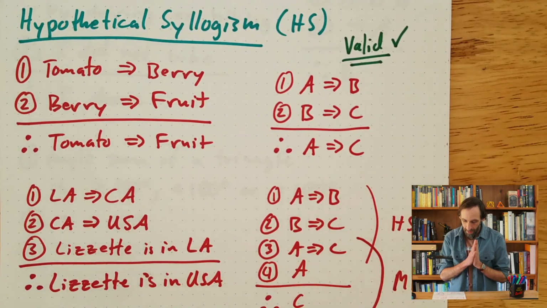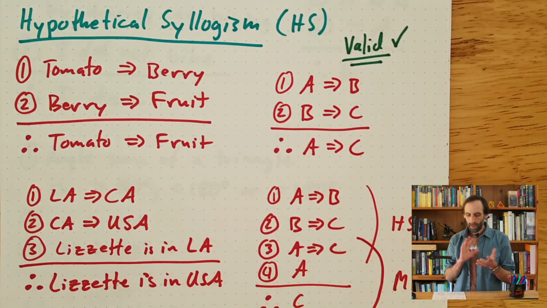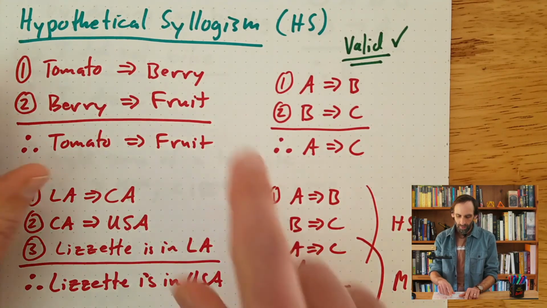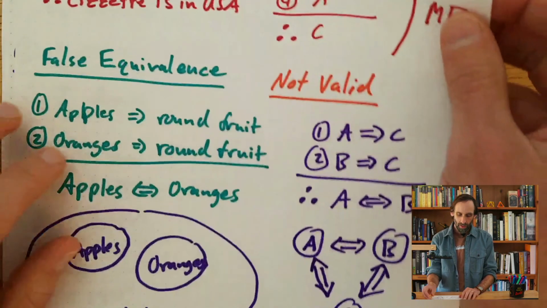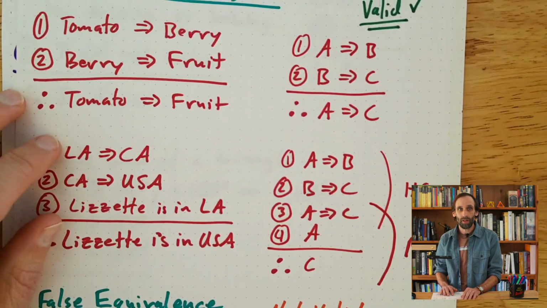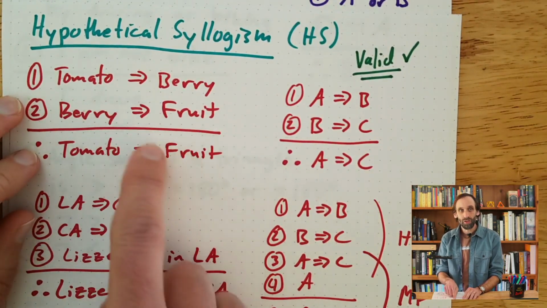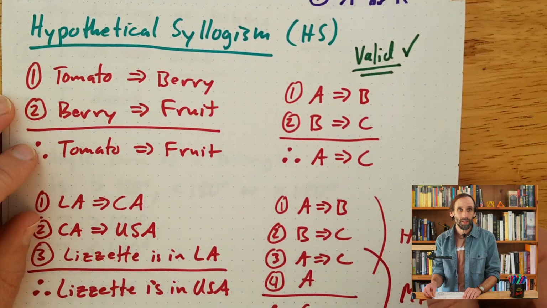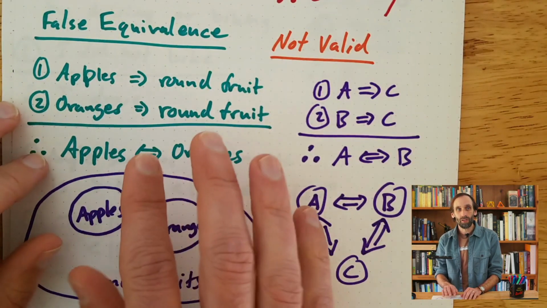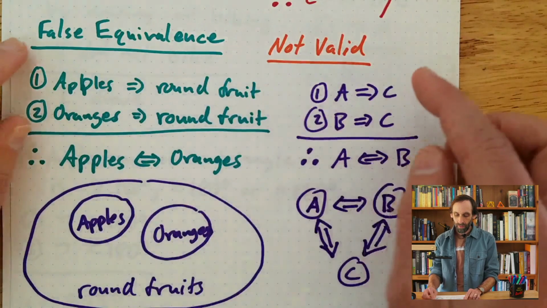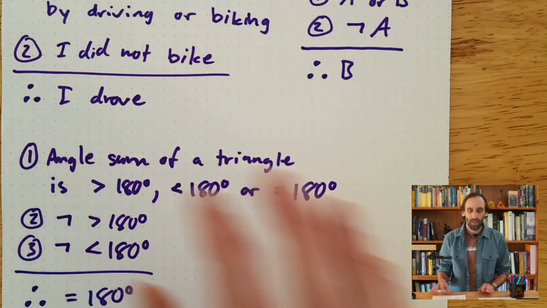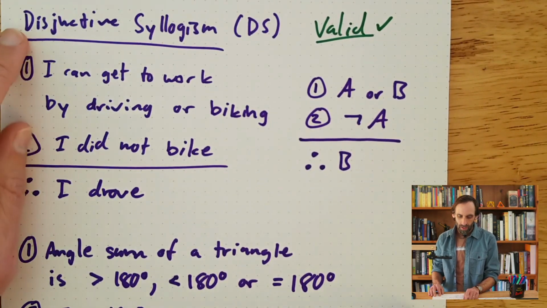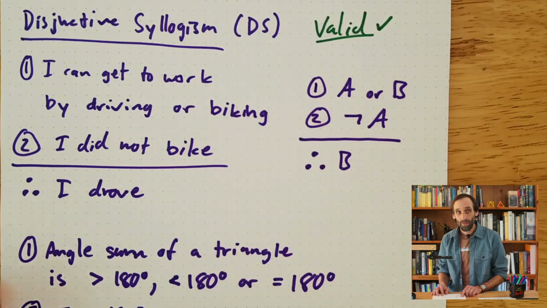Okay, so just to wrap up, in this video we covered 3 argument structures or argument types. The first one, the hypothetical syllogism, is valid. After that, we talked about the false equivalence, which sometimes, when people see this kind of logic, like what we use in the hypothetical syllogism, leads people to start making false equivalences. And so we talked about the false equivalence and how that is not valid. And then finally, we talked here about the disjunctive syllogism, which is valid. And that will wrap up this video.